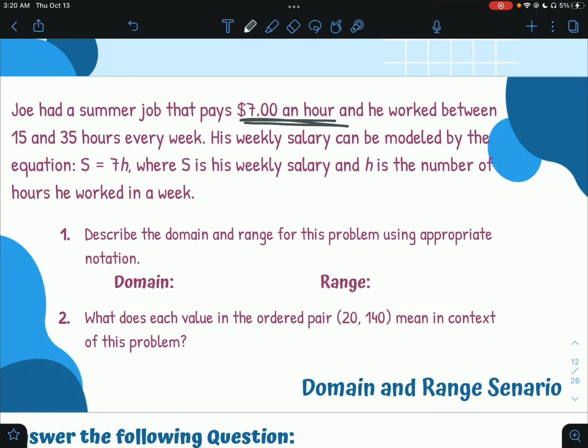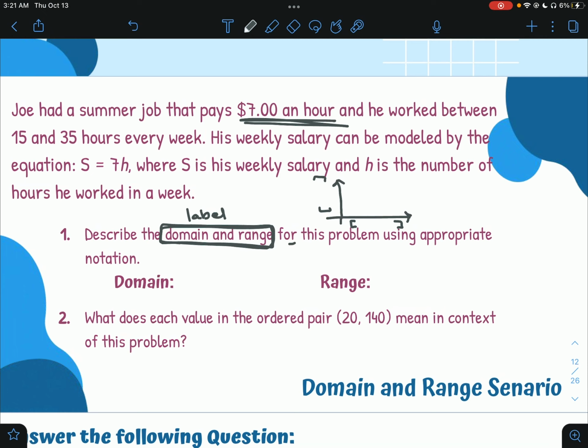Joe had a summer job that pays $7 an hour, and he worked between 15 and 35 hours every week. His weekly salary can be modeled by the equation S equals 7H, where S is his weekly salary and H is the number of hours he worked in a week. Describe the domain and range for this problem using appropriate notation. So first thing, let's work on what is the domain in this problem? What is the range? When you start talking about real world scenarios, we need to label which is each. So think about it. If we graphed this, what is the label on our x-axis? What is the label on our y-axis?